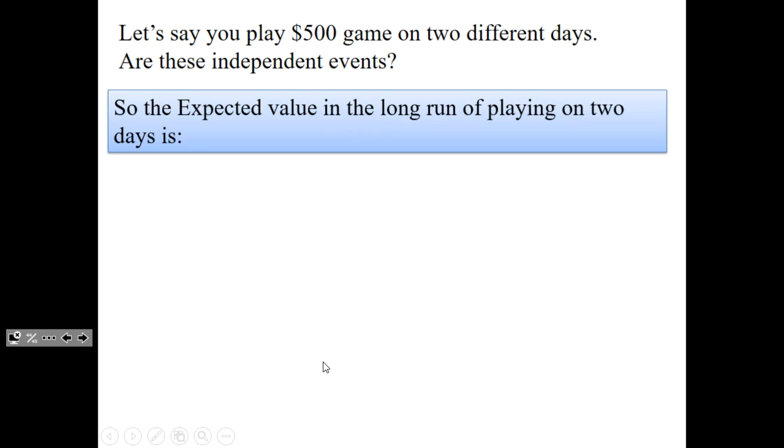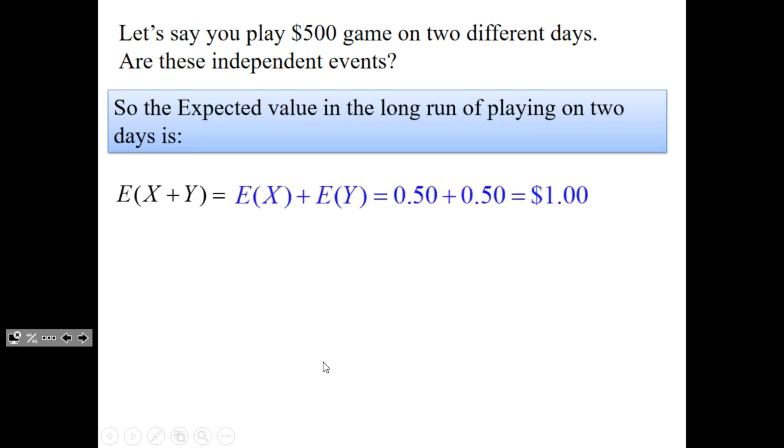Now, thing to remember here, let's compare that. What if you played the game on 2 different days? Are those independent events? Yeah, playing one day shouldn't affect the odds on a second. So the expected value of playing on 2 days is not E of 2X, it's E of X plus E of Y. You didn't double it, you played it twice. So now it's 2 random variables being added together. It's expected value plus expected value, and it turns out the same: 50 cents plus 50 cents is $1.